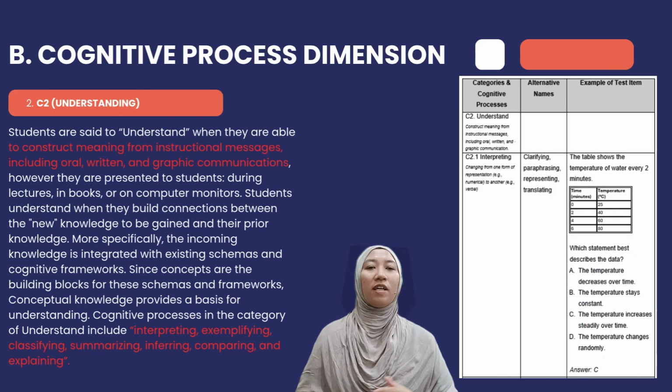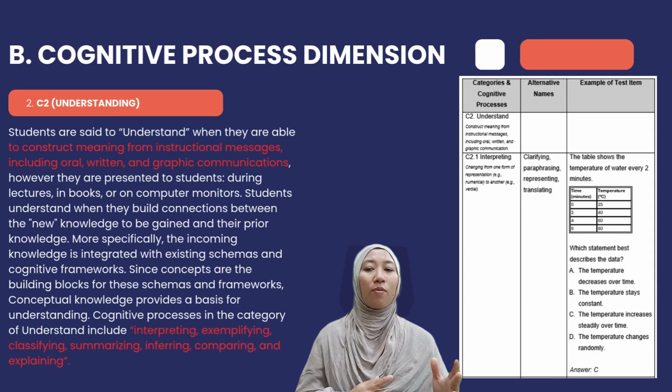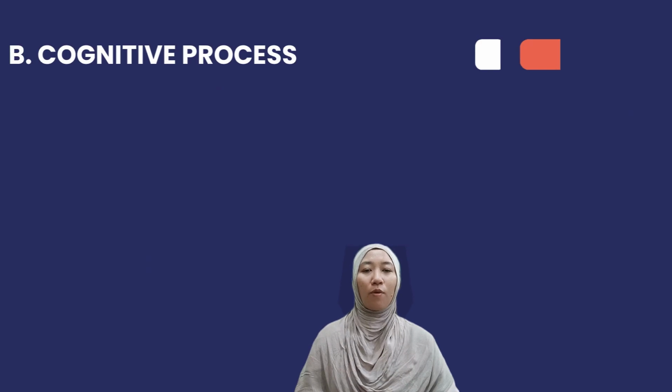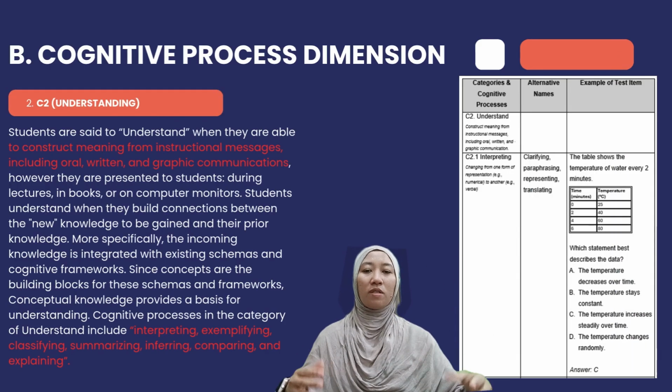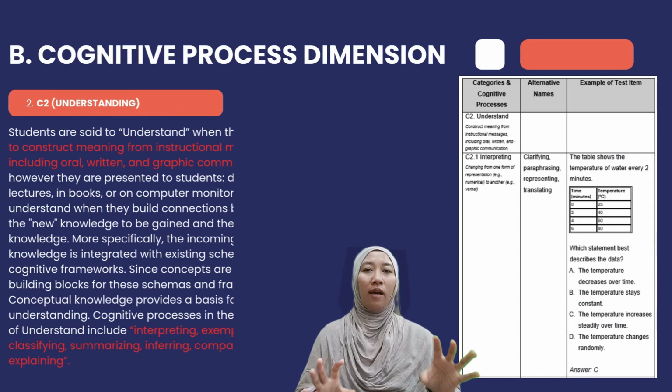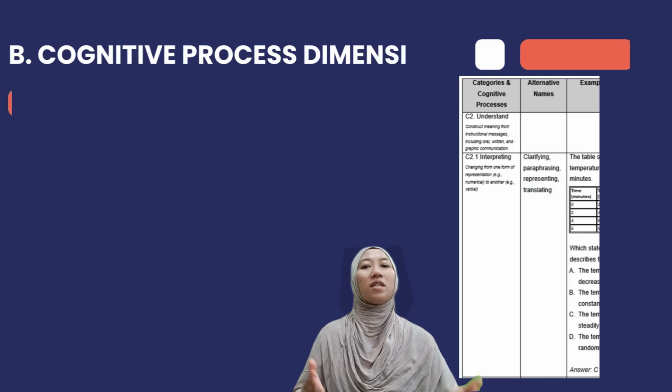And this is the test item for interpreting. What is interpreting? Interpreting means changing from one form of information to another. For example, in this test item, the teacher presents the information in a table and asks the student to interpret what the information in the table is.